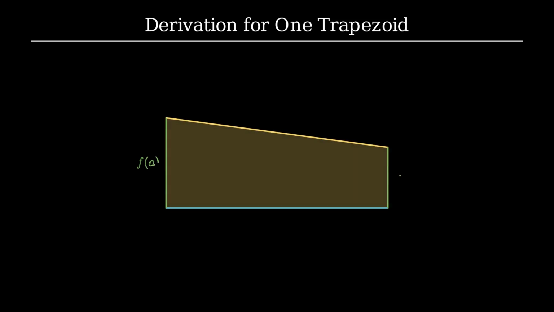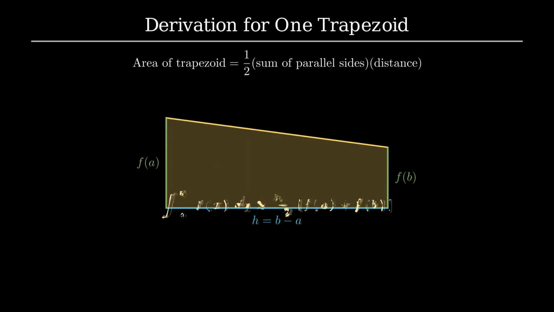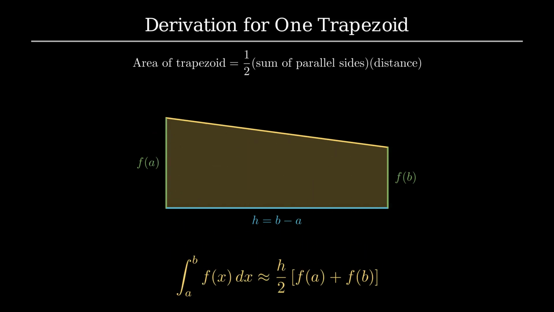Now let us derive the formula. The two parallel vertical sides have lengths f(a) and f(b). The distance between them is h, where h equals b minus a. The area of a trapezoid is 1/2 times the sum of the parallel sides times the distance between them. Therefore, the integral from a to b is approximately h/2 times f(a) plus f(b).